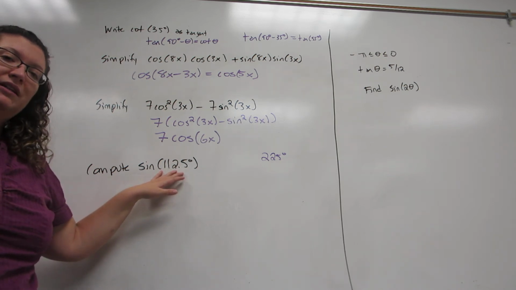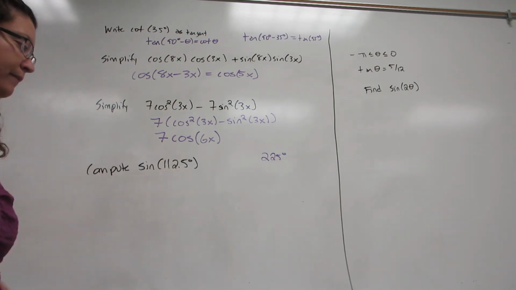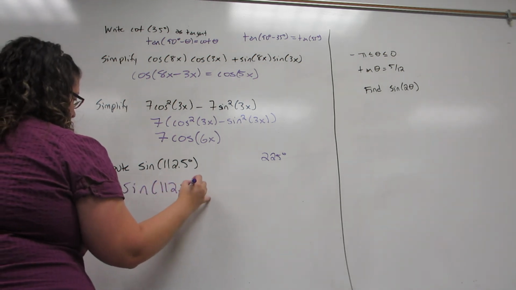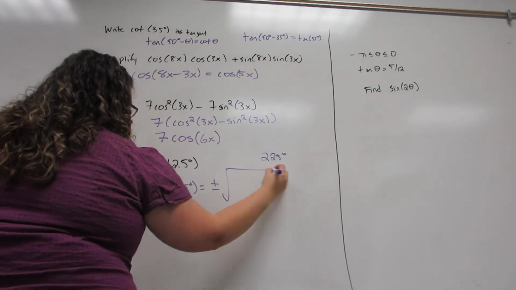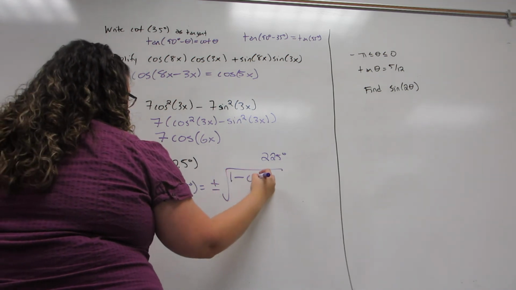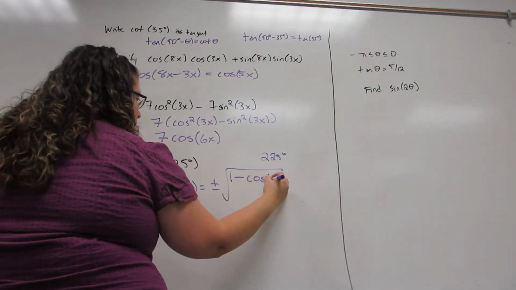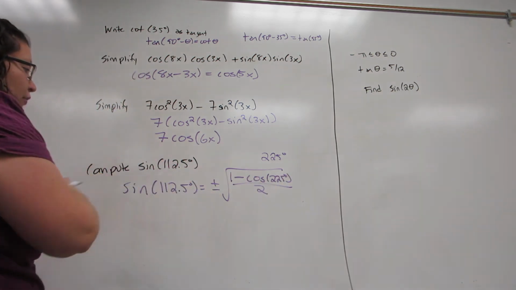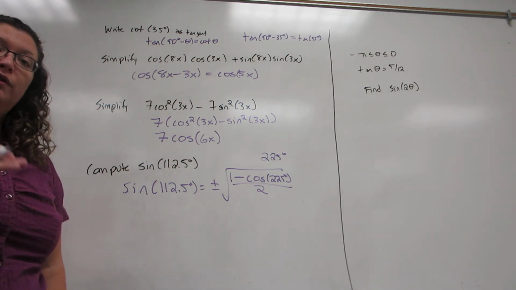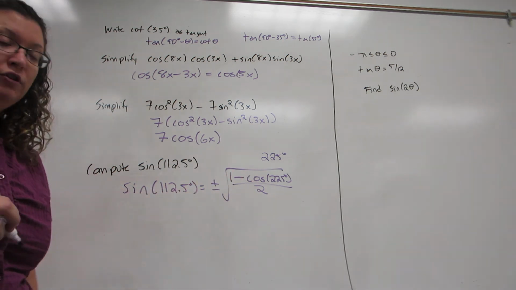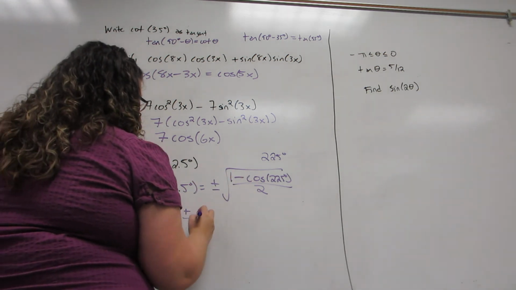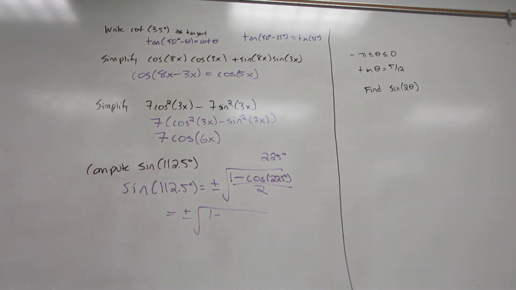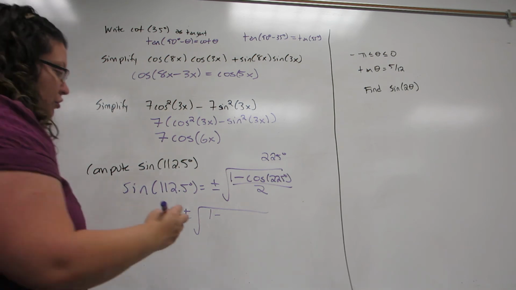This is the only time I'm going to tell you to use the half-angle identity. So, sine of 112.5 degrees will be plus or minus the square root of 1 minus the cosine of twice this, which is 225 degrees, all over 2. Now, it's not actually both plus or minus, but we'll compute this out and then figure out which one is the answer. Okay. Cosine of 225 degrees, okay, is negative root 2 over 2.